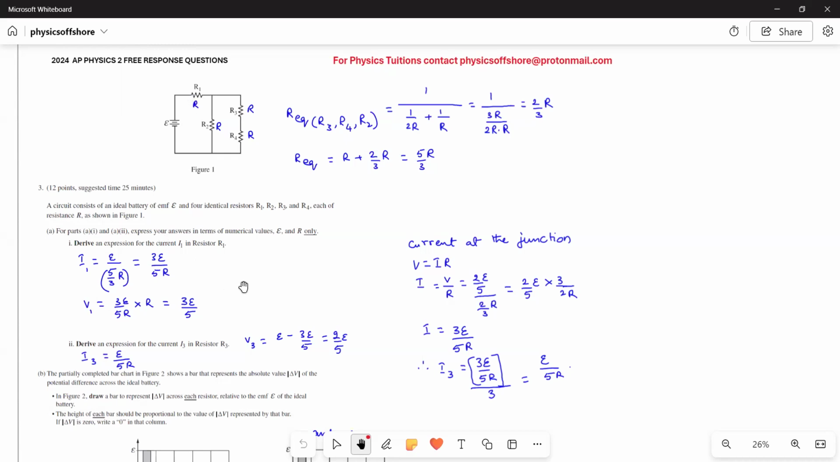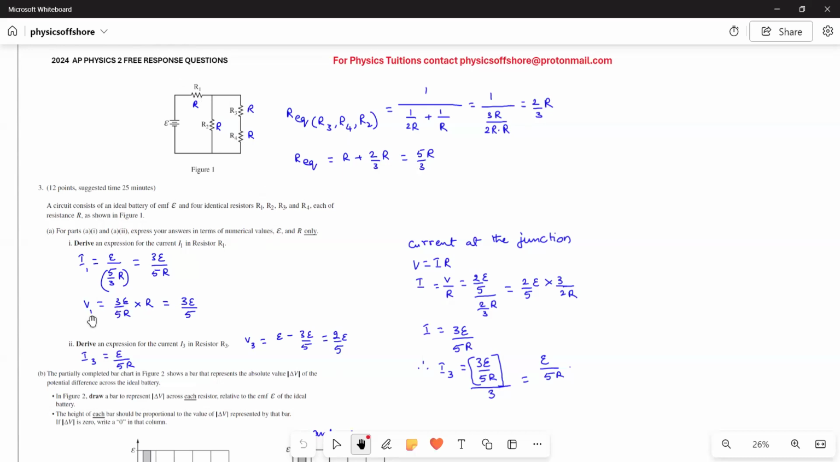Now, we have to find out the current flowing through R3. To find the current flowing through R3, we know I is equal to V by R. Am I right? So we will find the effective voltage at the junction, and then that divided by the resistance of R3 gives the answer. Okay, now what is the voltage at R1? Voltage at R1 is this one, IR.